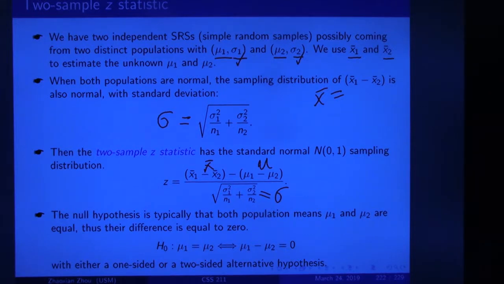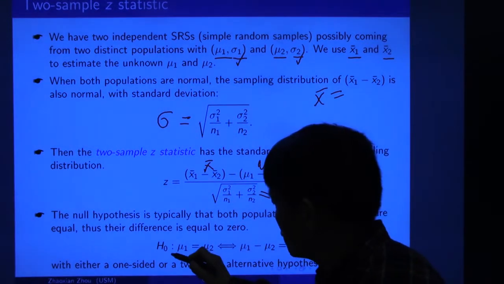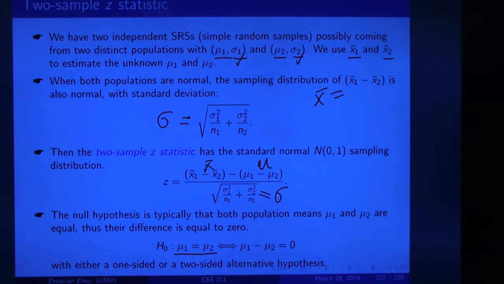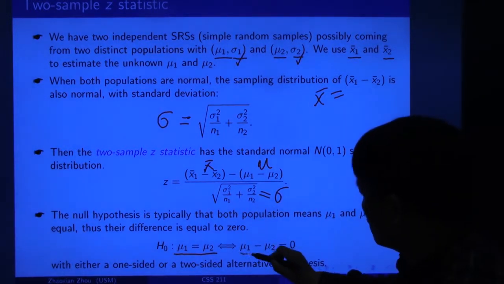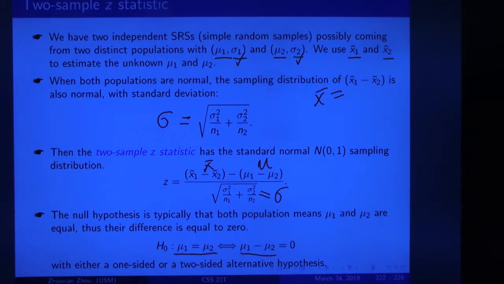The next step is to state the hypotheses. The H0 is, because we want to test if these two samples are from the same population, mu1 equals mu2. We want to test this. That means the difference between these two means will be equal to 0. And the alternative hypothesis will be one-sided or two-sided, depending on greater than, less than, or not equal to.